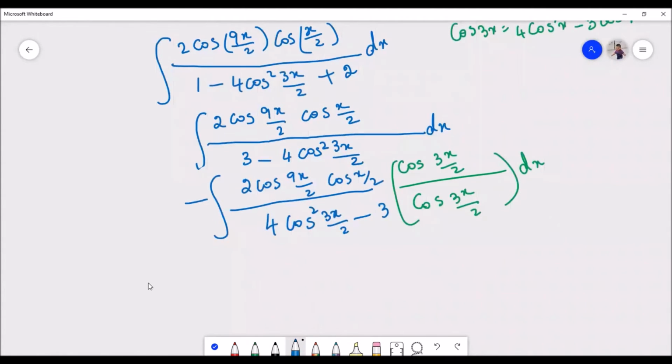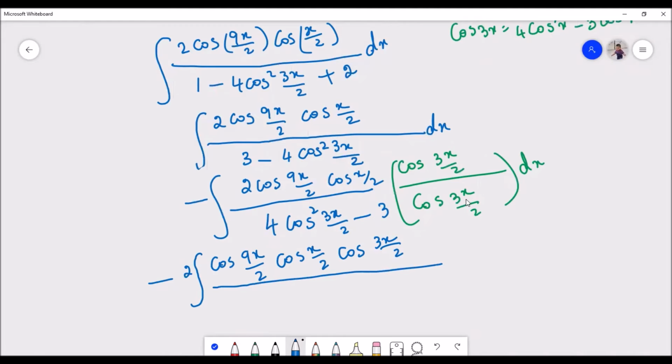Negative sign is there outside. Integral of, this is changing as 2, let me take it outside. So cos 9x by 2, cos x by 2, cos 3x by 2. Let me see how my denominator changes. So this cos 3x by 2, we have to multiply with both the terms.